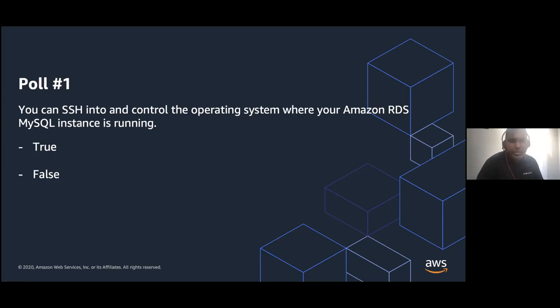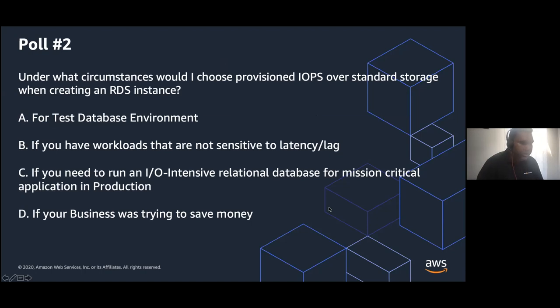And I'll bring up the second question, which is this one. And let me launch the poll. Under what circumstances would I choose provisioned IOPS over standard storage when creating an RDS instance? Would I be using it for a testing database environment? Or if you have workloads that are not sensitive to latency or lag, or you would need to run an IO intensive relational database for a mission critical application and production, or if you are a business trying to save money. So let's see which one is the right answer.